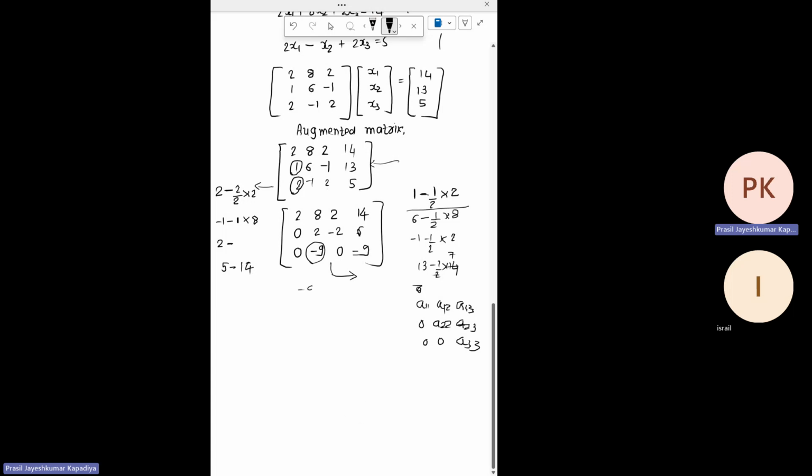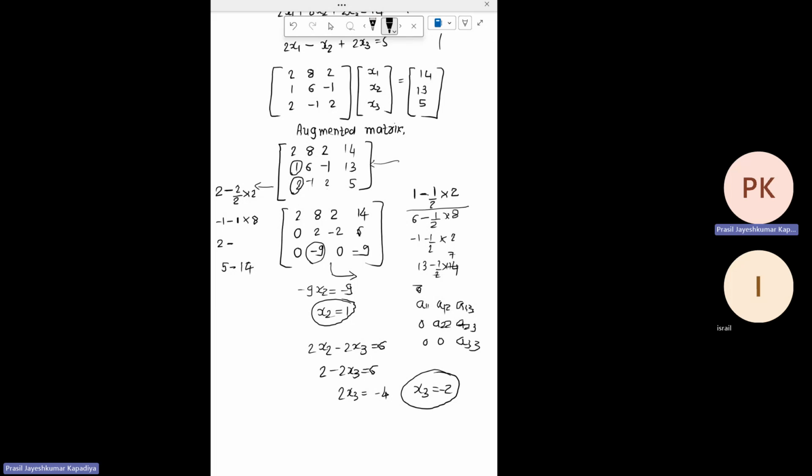So here my equation is minus 9 x2 is equal to minus 9. So x2 is equal to 1. My next equation is 2x2 minus 2x3 is equal to 6. x2 is 1, so 2 minus 2x3 is equal to 6. x3 is equal to minus 2. And if we solve the first equation, we can get x1.